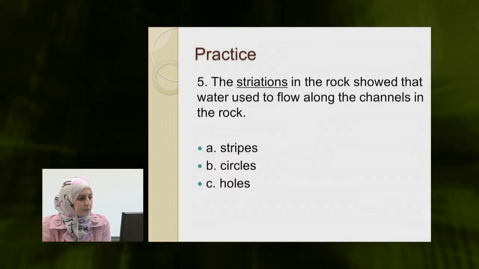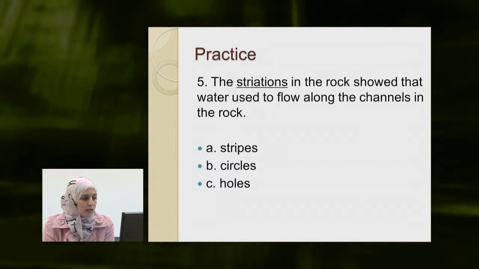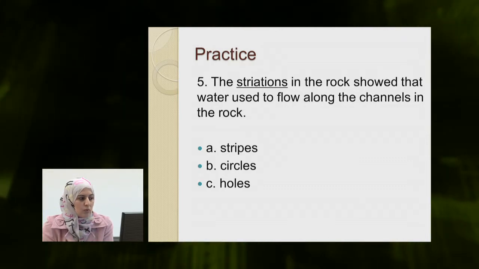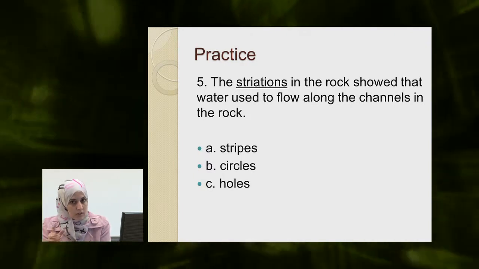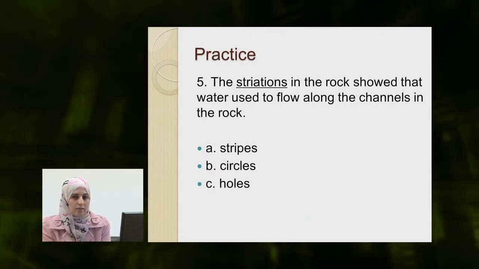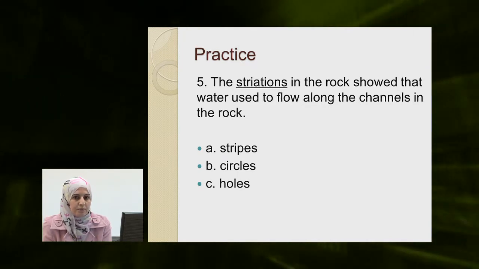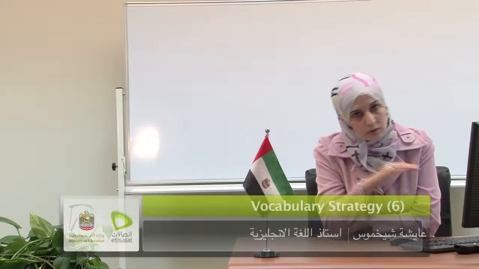The last exercise. The striations in the rock showed that water used to flow along the channels in the rock. What can this word mean? Is it stripes? Is it circles? Or is it holes? Try to read the sentence again. Try to use clues, strategies. Try to find out the meaning of striation. Water going through. Well, of course, it's stripes.